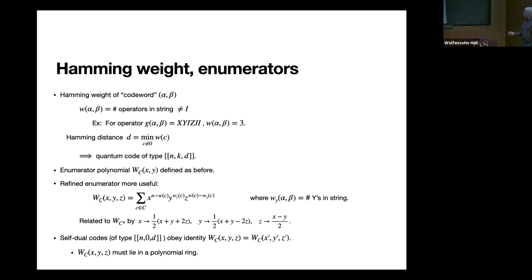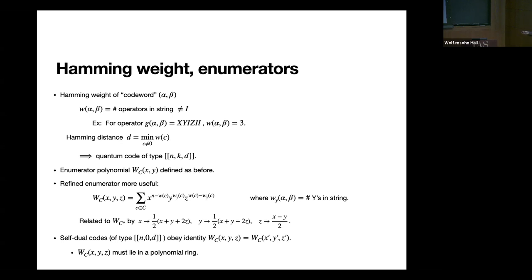All right, enumerator polynomial is defined exactly as before. Actually, now we're talking about strings that have not just zeros and ones, but have four possible entries in each component. And so we could have an enumerator polynomial in four variables, one for each of these entries. We actually find something called a refined enumerator a little more useful, where we only really count the total weight of each code word and the number of Y's in the code word.